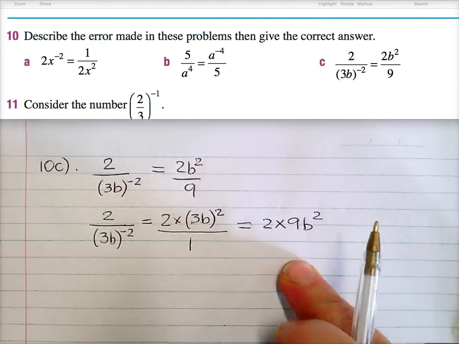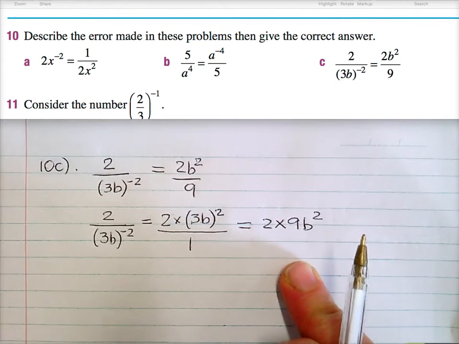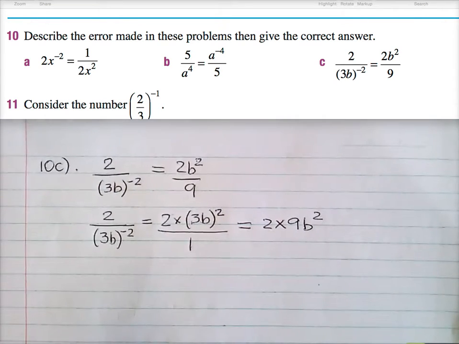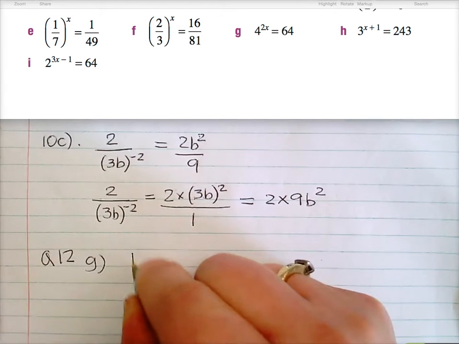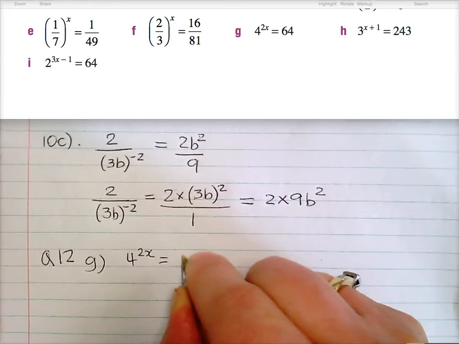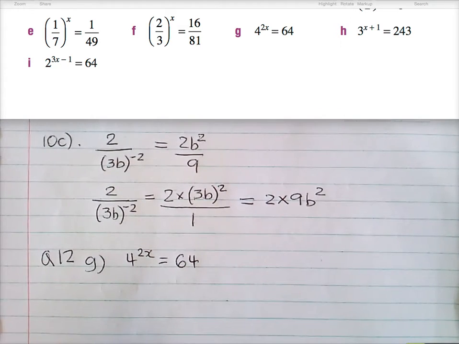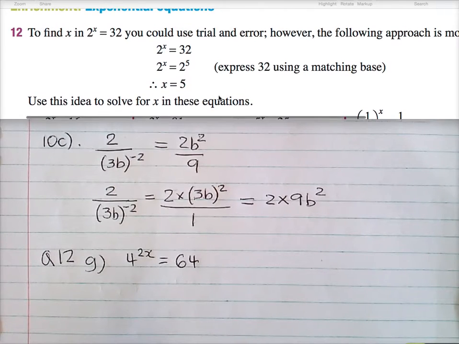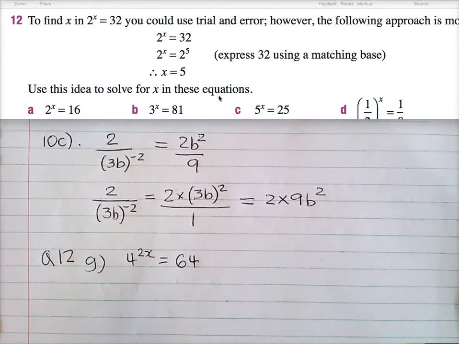What you can do is show what the answer should be. So this is what the answer should be. That's another way of describing the error, is to show what should be. Start with G. 4 to the power of 2x equals 64. I'm not going to say anything. I just want you to look at this. Look how they've done it.